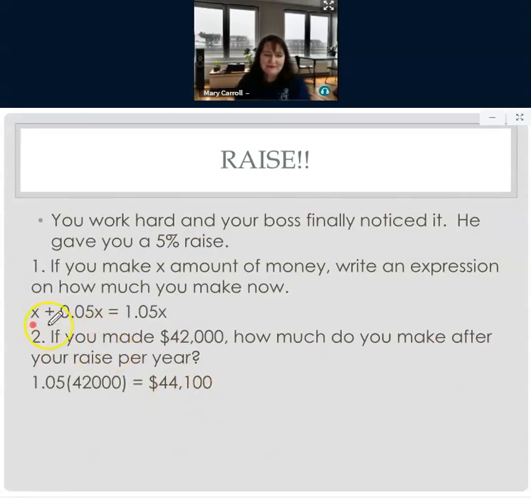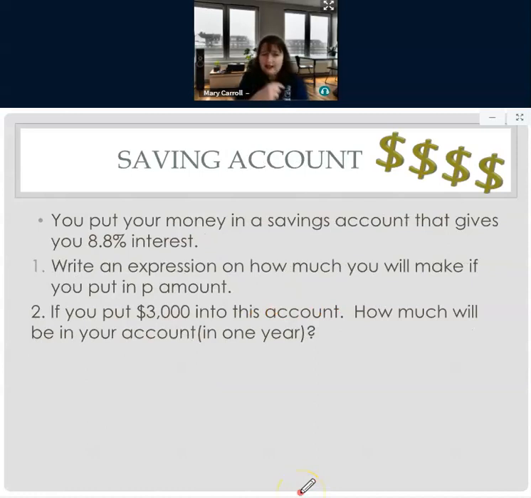Okay, so remember, this is a little bit different. We have two X's going on here, so this is a little different from what we've seen in the past. We have 1, and then we have to add that 5%, so we get 1.05X. If you take that to the 42,000, you multiply by 1.05, and you get 44,100. Hopefully you're starting to get the percent ones. All right, let's try another one.